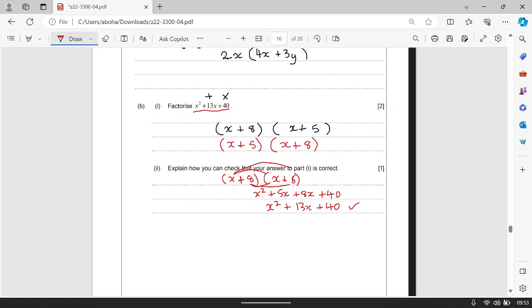Also, you could say, if I was to substitute back the values that you found here into that factorizing there, the original equation, you should get 0 as an answer. But keep it simple, just mention the fact you're factorizing, okay?